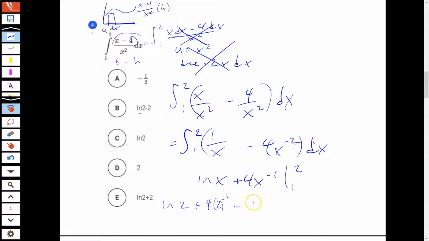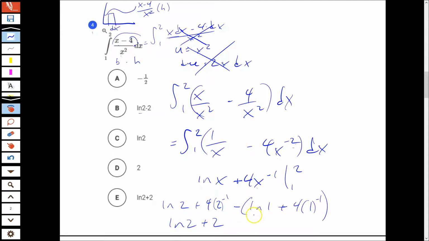So I plugged in 2. Now I'm going to do minus, and I'm going to plug in 1. Natural log of 1 plus 4 times 1 to the -1. Okay, easy enough. Then I'm just going to simplify, so natural log of 2. This becomes 4 over 2, so plus 2.